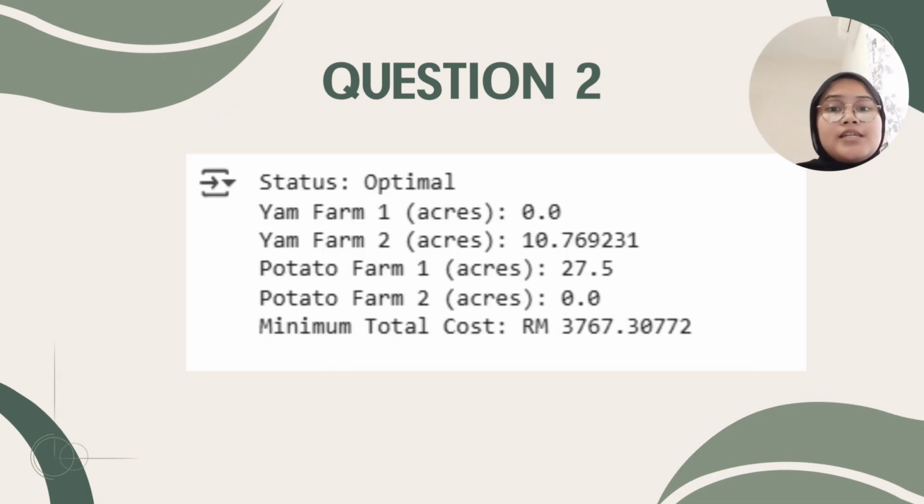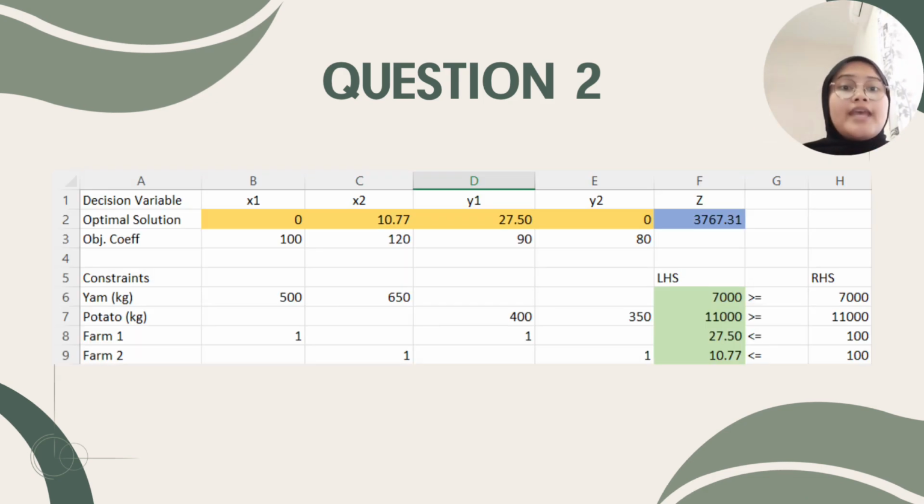So this is the result that we got from the Python coding, where the status is optimal. And then yam on farm 2 is 10.77 acres, and potato on farm 1 is 27.5 acres, and the minimum total cost is RM 3,767 ringgit point 31 cents. Yeah. And after that, after I used Python coding, I used the Excel solver in order to determine whether my Python coding is correct or not.